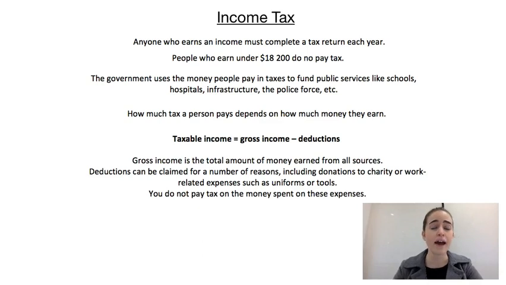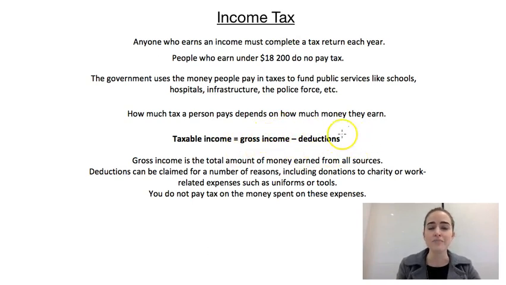So how much tax you pay is calculated based on what's called your taxable income. Your taxable income is your gross income minus any allowable deductions. Gross income is all of your income from all the different sources that you might have. You might have multiple jobs, you might have savings in a bank account that are earning interest. That interest counts as an income as well. So all of your different incomes all added together is your gross income.